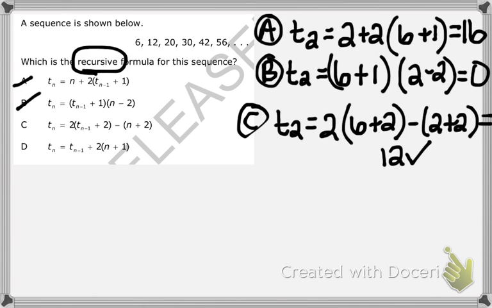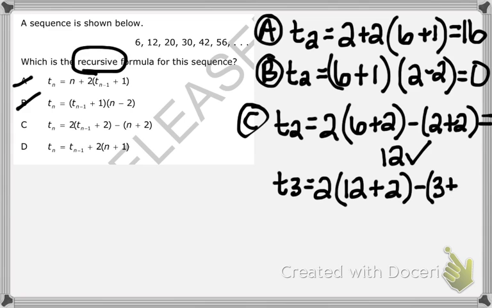But again, I need to make sure I check at least 2 terms to see which one I've found. So then I'm going to find the third term. So n is going to be 3. The previous term for this one is 12 this time, plus 2, minus, and this term is 3, so 3 plus 2. All right, so we have 12 plus 2 is 14. 14 times 2 is 28. 28 minus 5 is 23. We were not supposed to get 23. We were actually supposed to get 20. So C doesn't work either.